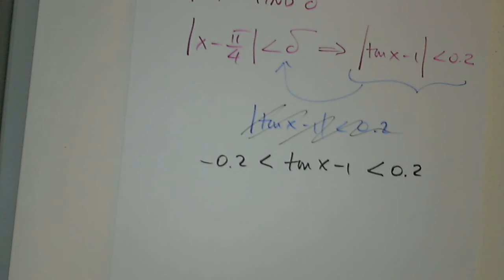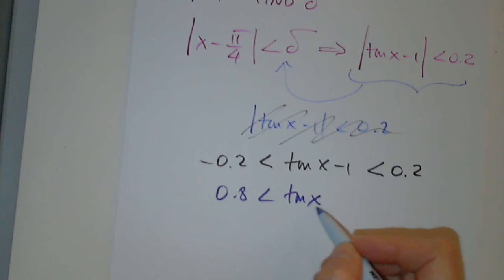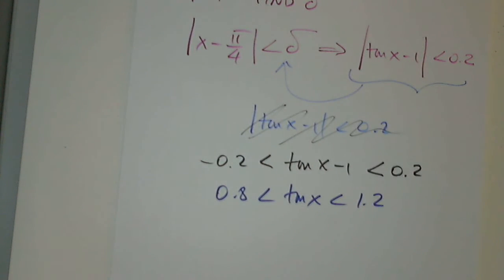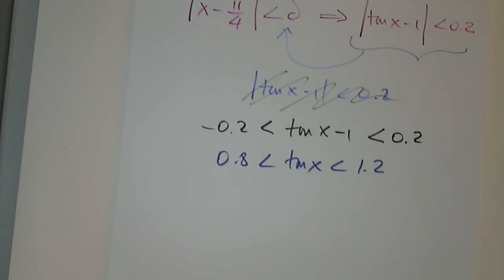Now, of course, I'm going to clean it up. What will be the next step? How do I clean this up? Of course, I have to add 1. So 0.8 less than tangent x less than 1.2. Keep this in mind. From this point on, we can solve. We have to use a calculator. Ready?